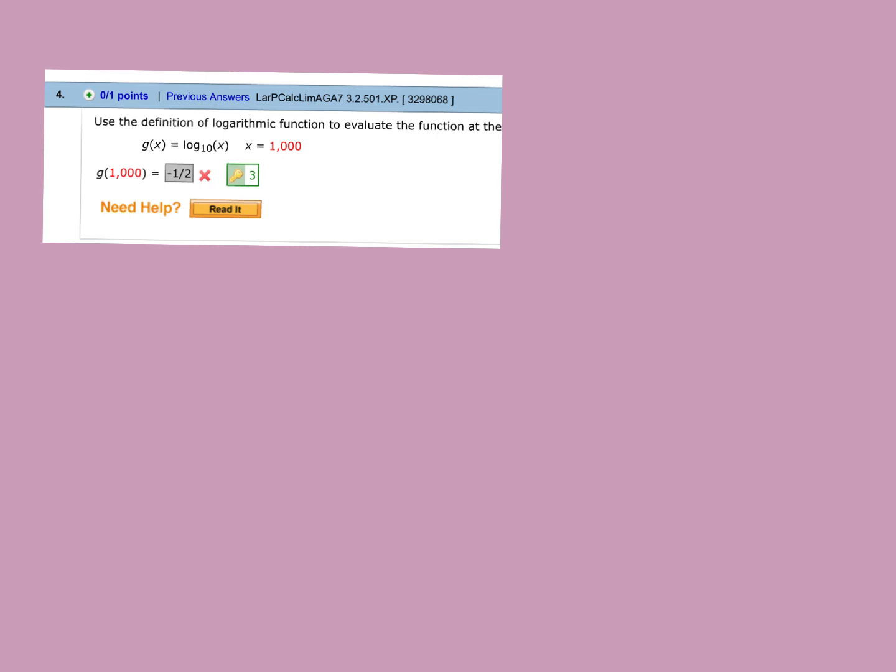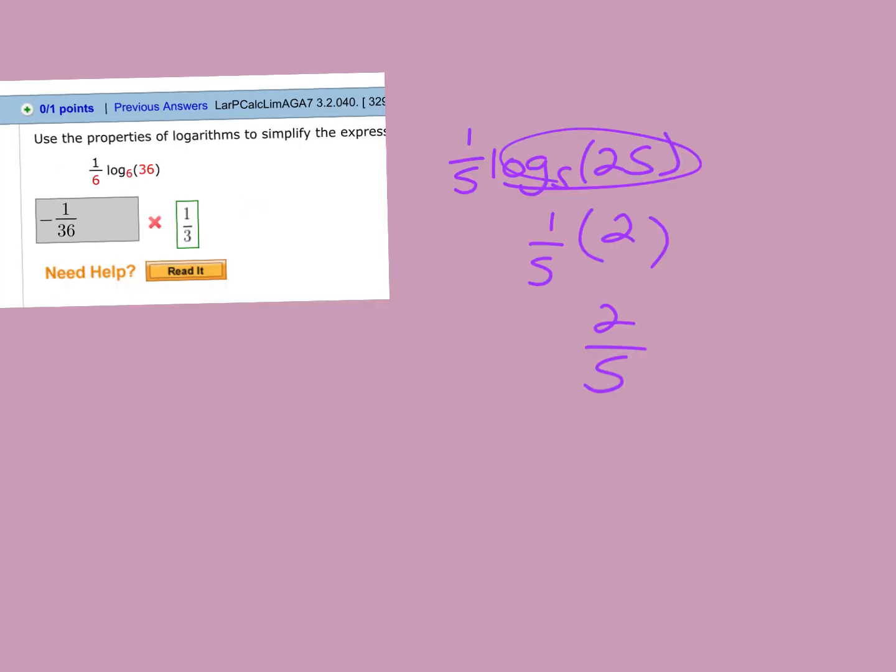Okay, this one, I'm going to take this and plug it into the x. So this is log base 10 of 1,000. And then to figure out what to raise 10 to get to 1,000, you just count the zeros. So this answer would be 3. For number 9, it says 1/6 log base 6 of 36. So this would be 1/6 times log base 6 of 36, which is 2. And then this simplifies to be 1/3.